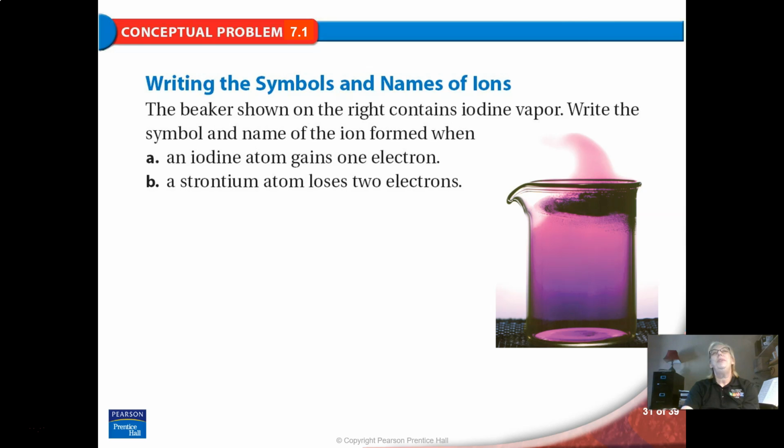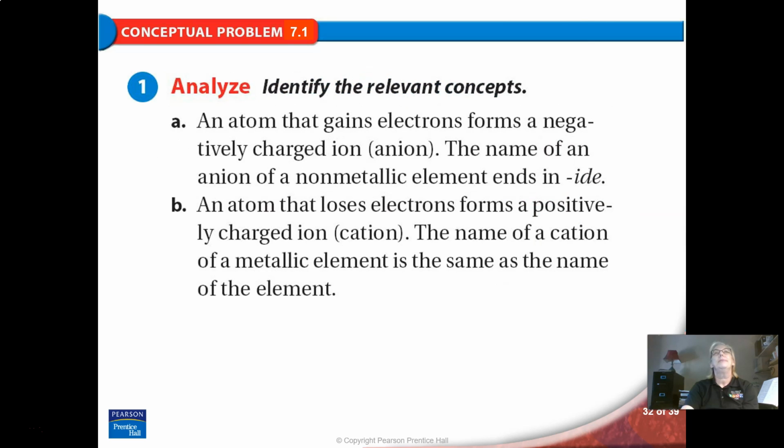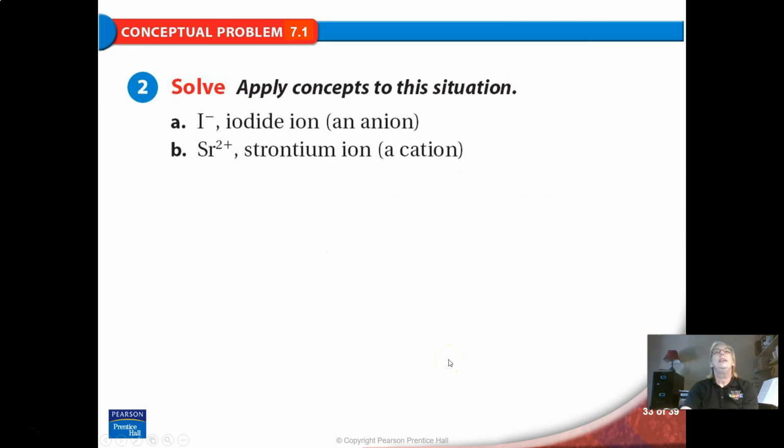And so let's talk about what would iodine become when it gains 1 electron, and what would strontium become when it loses 2 electrons. So this is something basic that you have to have on a quiz or a test. So if we gain electrons, we become an anion. If we lose electrons, we become a cation. So iodine is in group 7. It's going to get 1 electron. It'll become iodide, and it's an anion. Strontium is in group 2, so it's going to lose 2 electrons. It becomes strontium ion. That's a cation.